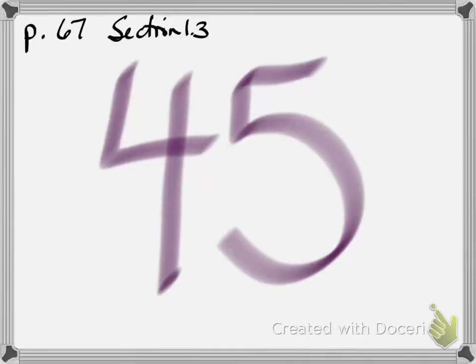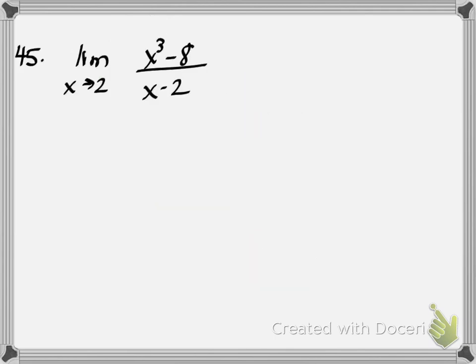Hey, these are the problems you all asked for, page 67 in section 1.3. First is number 45. We want to find the limit as x approaches 2 of x to the third minus 8 over x minus 2.